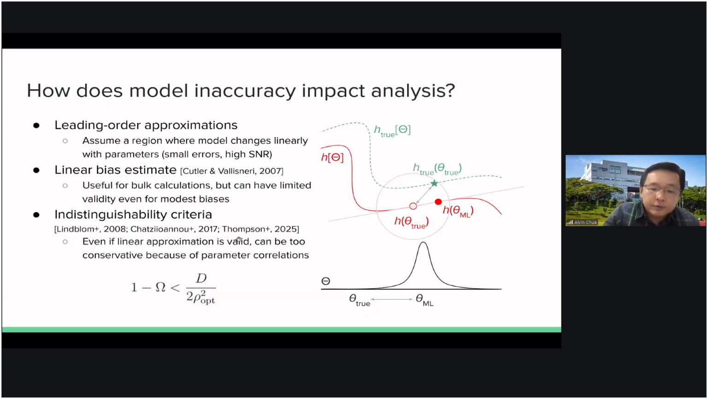Okay, so such criteria, they're really quick, but they're actually the least robust because even if the linear approximation is valid, they can be a bit too conservative because of parameter correlations, as pointed out in this paper by Thompson et al.